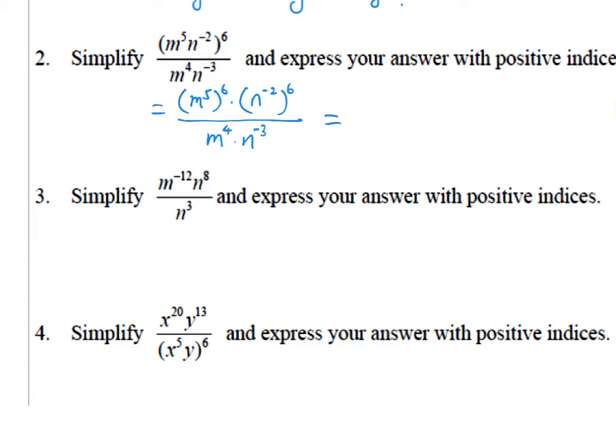Next, power 5 and power 6. How to remove the bracket? Power 30: 5 times 6 is 30. How about n to the power? Negative 12. Negative 2 times 6 gives you negative 12. Over m to the power 4 times n to the power negative 3.